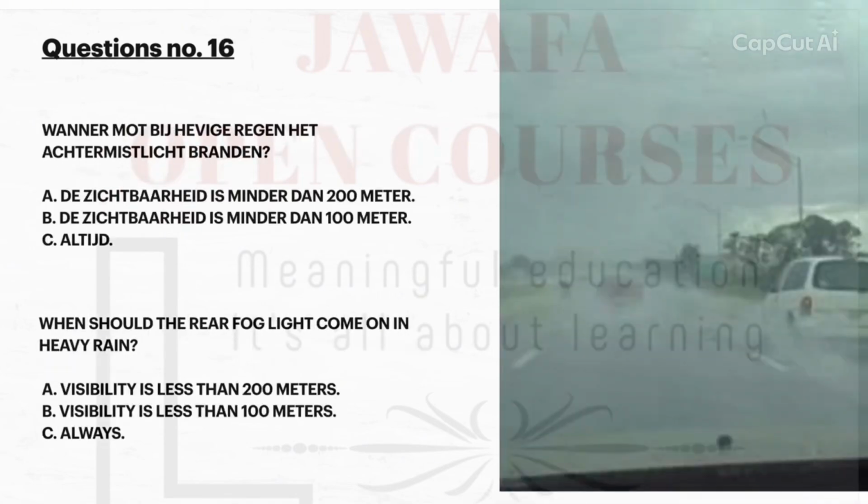Question number 16 is, when should the rear fog light be turned on when it's raining very heavily? In that specific situation, when should the rear fog light be activated? Option number A is visibility is less than 200 meters. Option number B is visibility is less than 100 meters. Or option number C is always. Meaning, whenever there is heavy rain, you should always turn on your rear fog light. This is option number C.